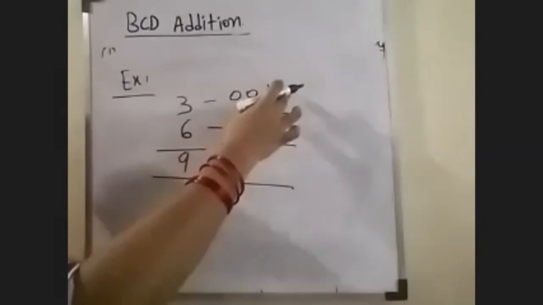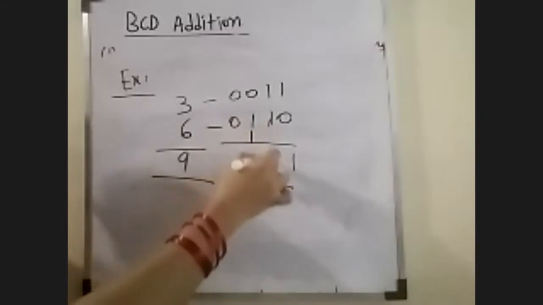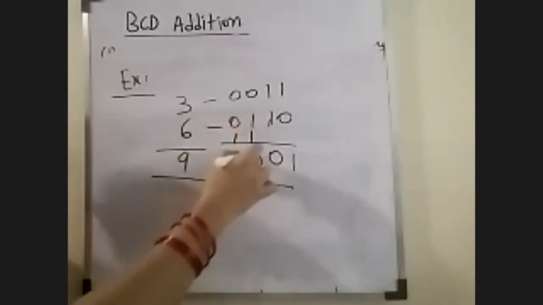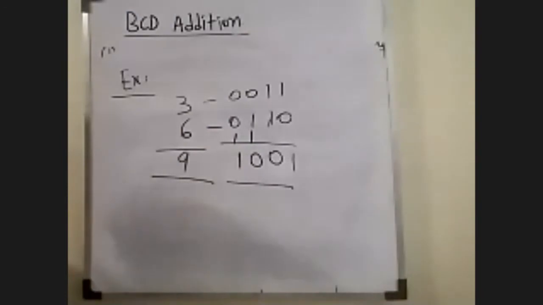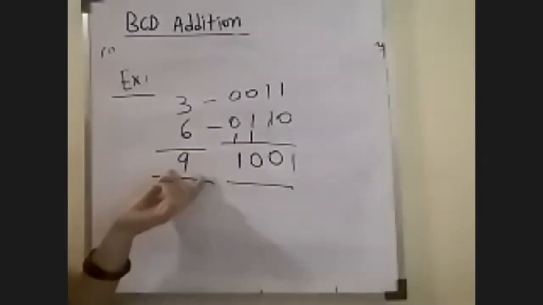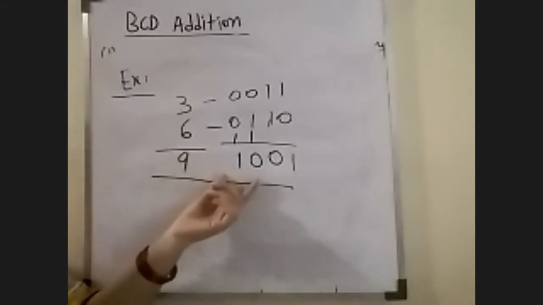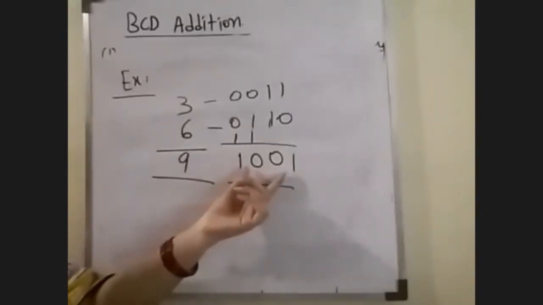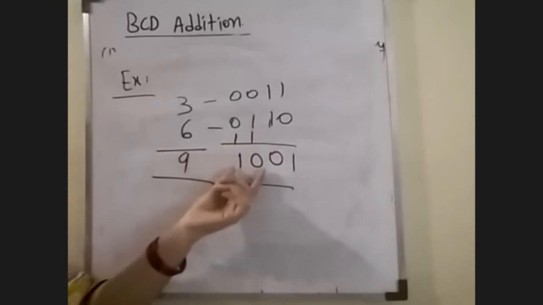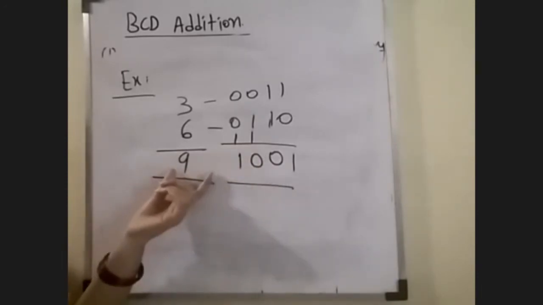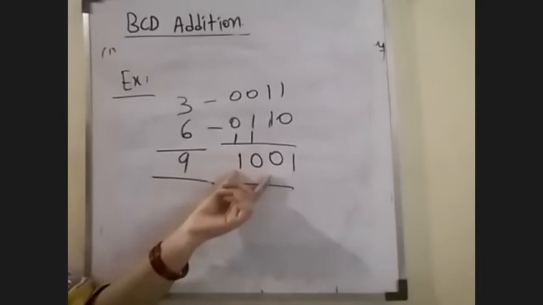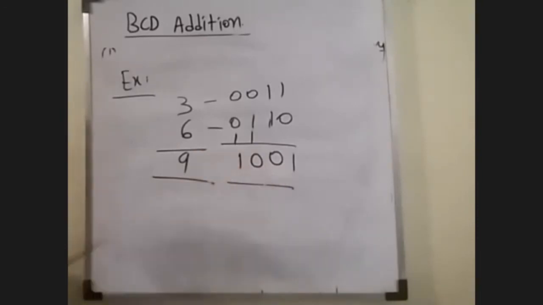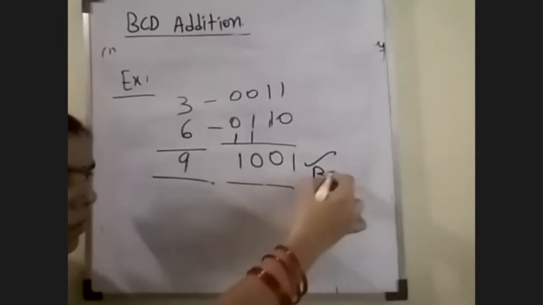So first, 1 plus 0 is 1. 1 plus 1 is 10. 1 plus 1 is 10. 0 plus 1 is 1. So this value is equivalent to 9, right? If the 4-bit sum is equal to or less than 9, the value is correct. No correction is required. The sum is in proper BCD form.